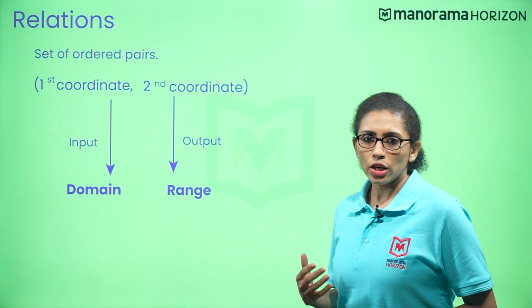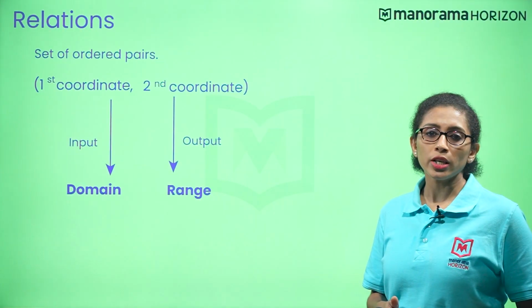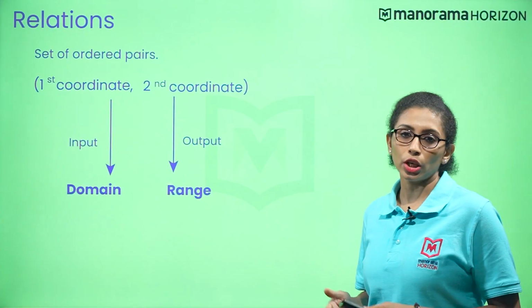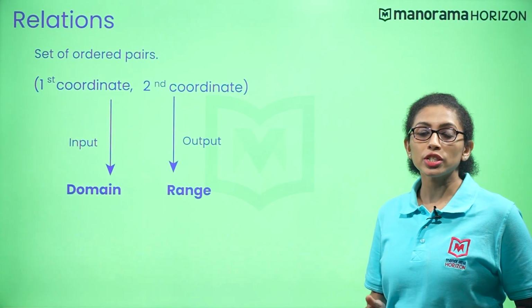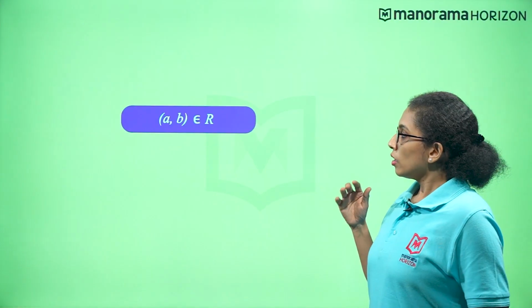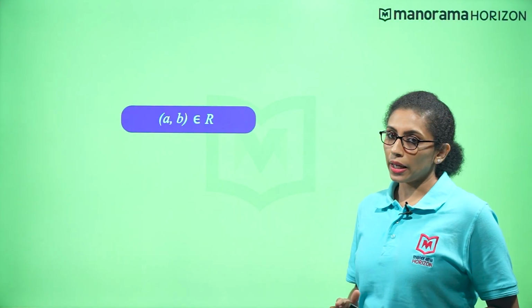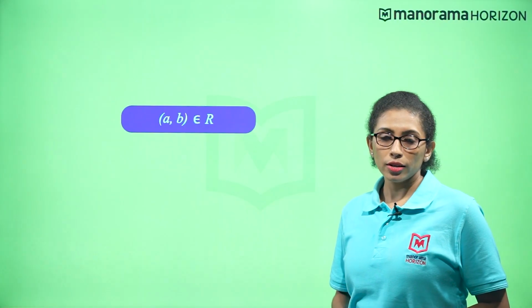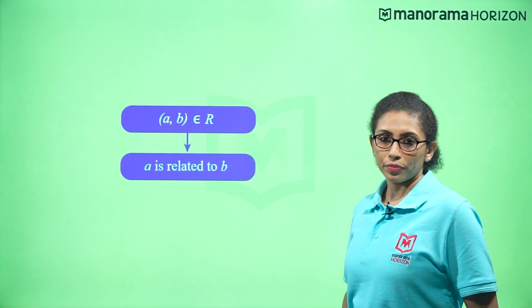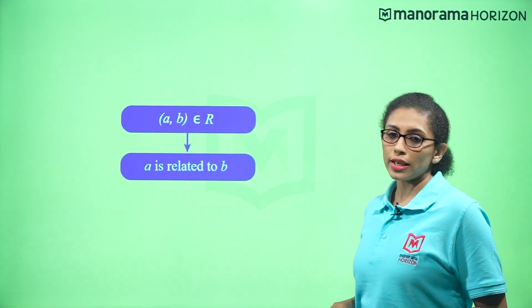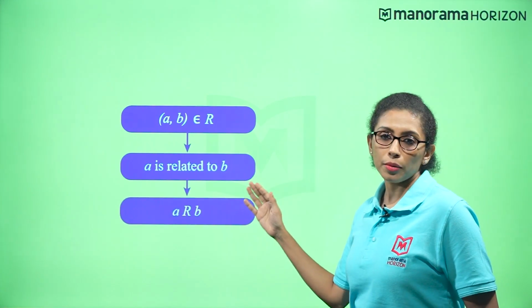As we have seen, we can represent our relation in roster form and set builder form. There is one more way to express a relation in sets. Consider elements a, b, element of R. We can say a is related to b and it is denoted as aRb.